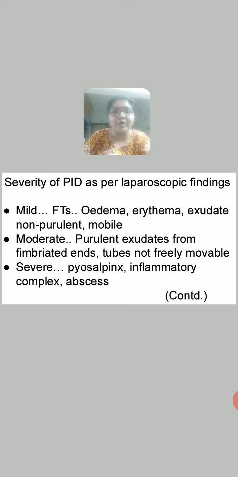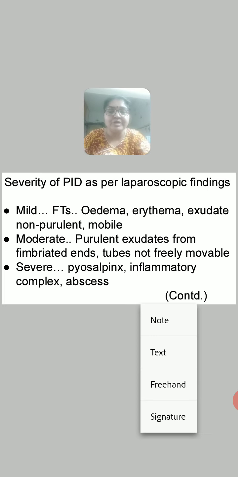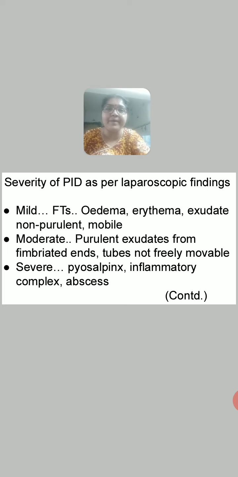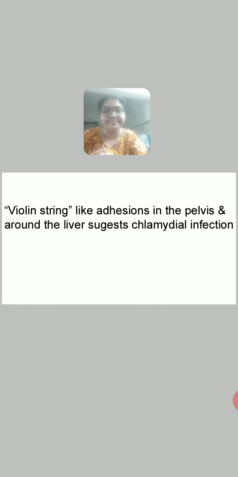The PID is moderate when purulent exudate comes out from the fimbriated ends. The tubes are not freely movable, so the movement is restricted. And the PID is severe when there is pyosalpinx, so there is pus formation or pus accumulation in the fallopian tube. Inflammatory complex is seen and also an abscess forms in the fallopian tube. So this means PID is severe. Depending on the findings on laparoscopic examination, you can know the severity of the PID.